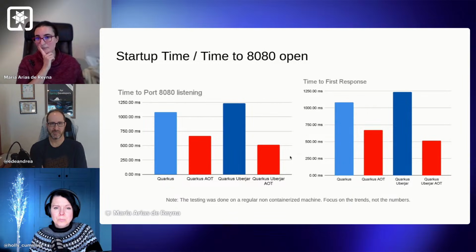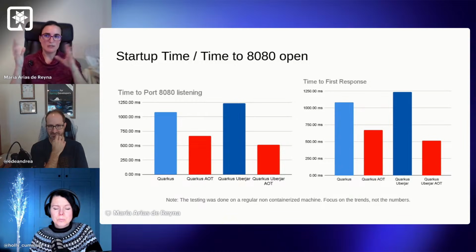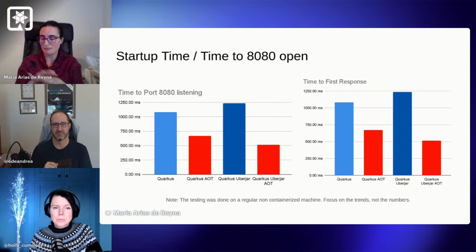So this is the fruit testing application that we use for Quarkus benchmarking. As I say there, this testing focuses on the trend, not the numbers, because this was not a container in the cloud where you can make sure that everything is fine. This was just a machine that we made sure no one else was doing anything on at the same time. We tried to make the testing more or less reliable, but this is just as if you run it on your machine.